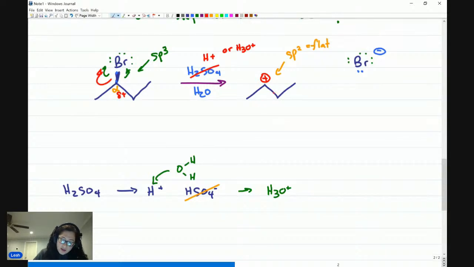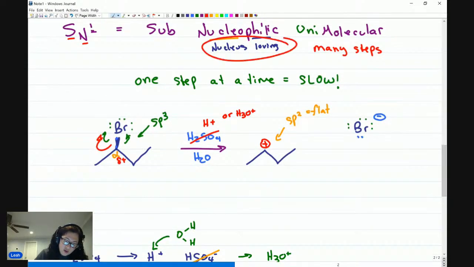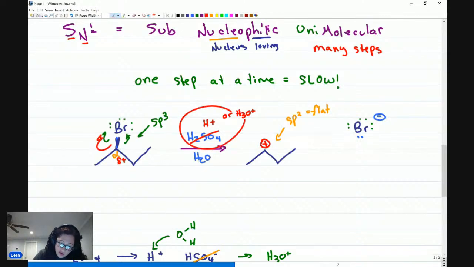Looking at this reaction, the H plus or H3O plus is not a nucleophile. We said the nucleophile is nucleus loving, positive seeking. A positive is not going to attack a positive. It has to be something negative or partially negative. So what are we going to use? There's no other chemical, no other reagent given. When you have nothing else, you use the solution itself.